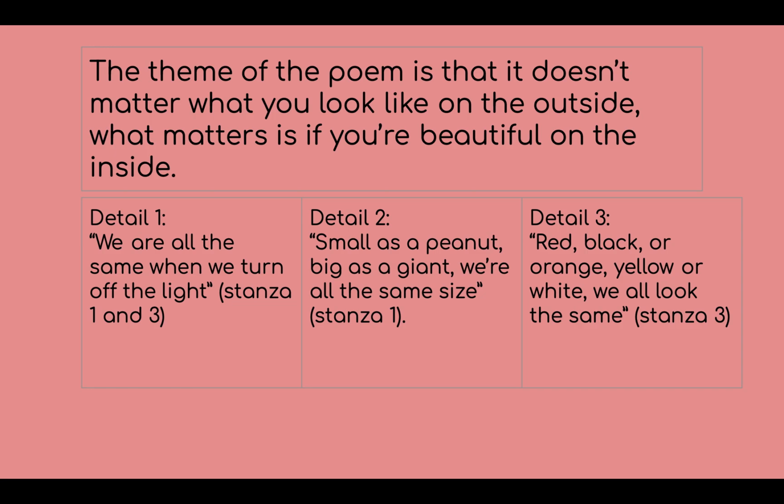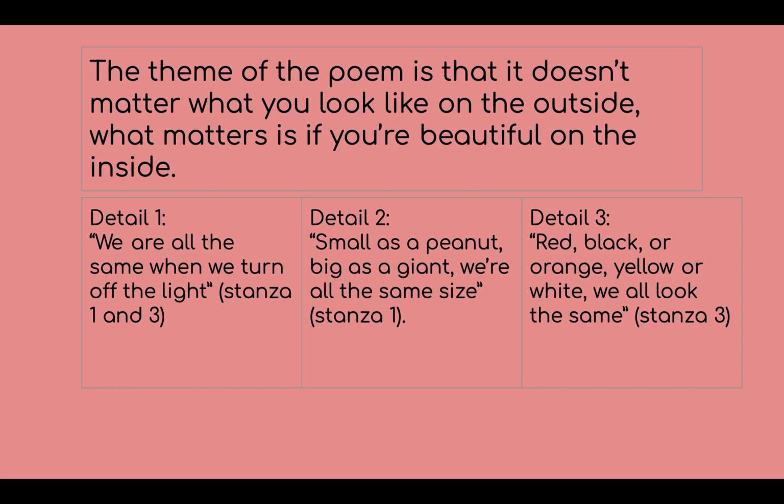Detail 2: small as a peanut, big as a giant, we're all the same size. So no matter how small you are or how big you are, it doesn't matter because we're all the same on the inside. And the last, detail 3: red, black, or orange, yellow, or white, we all look the same. No matter what the color of our skin is, just like we learn in Glory Be, we're all equal, we're all the same.